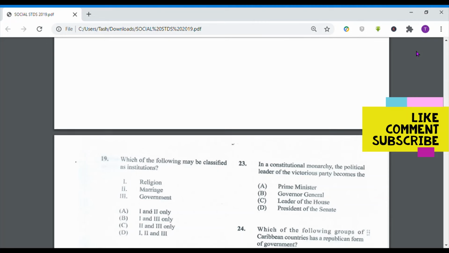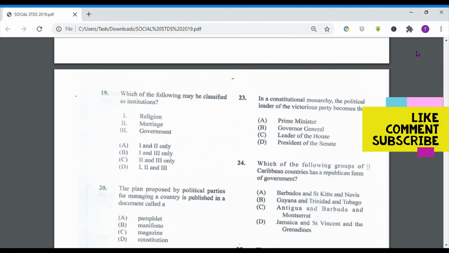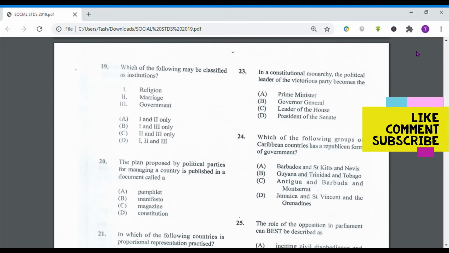Number 19. Which of the following may be classified as institutions? Religion, marriage, or government? So there are only two institutions here. That is marriage and government. Those are the two institutions. So your answer for number 19 would have been 2 and 3 only. So that would have been letter C.